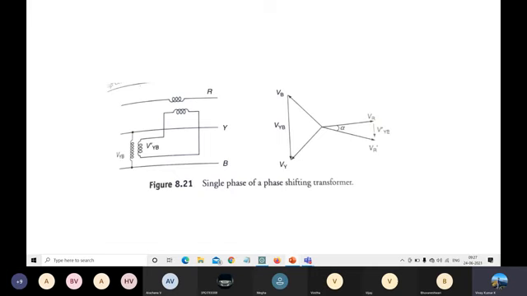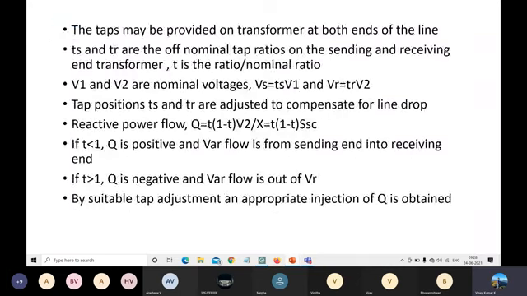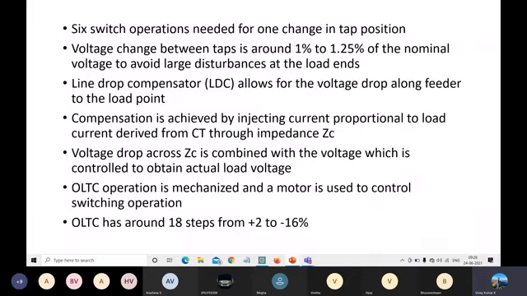So by changing the voltage, we can vary the active power. By varying the active power, automatically reactive power is also going to vary. Okay, so this is how transformers are used. So we will just glance at voltage control by using transformers.